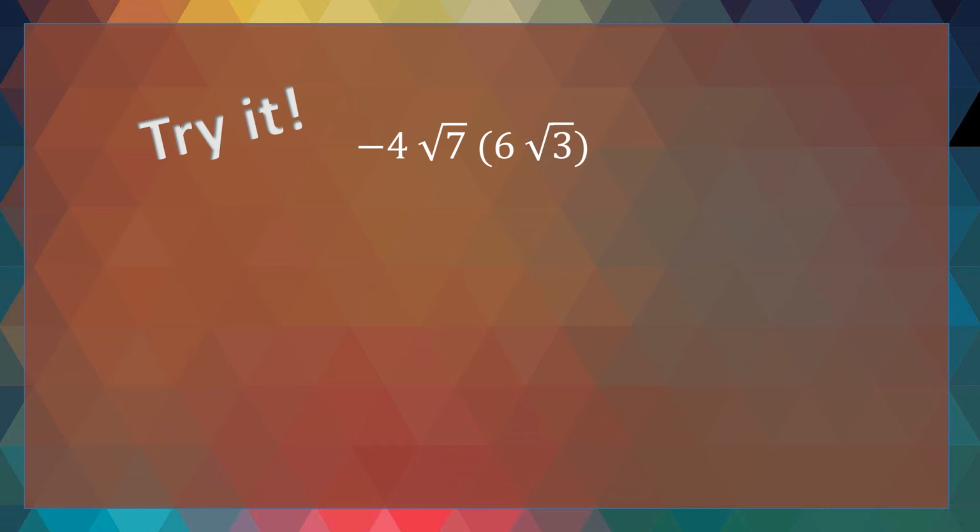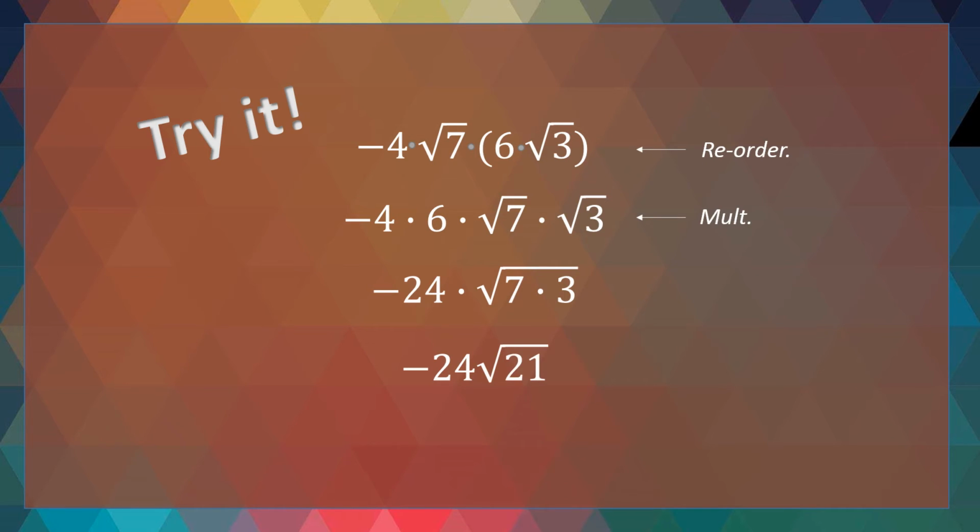Your try it problem is negative 4 square root 7 times 6 square root 3. Let's see how you did. First, you should have rewritten it in terms of multiplication, reordered the values, multiplied them, and you should have come up with negative 24 square root 21.